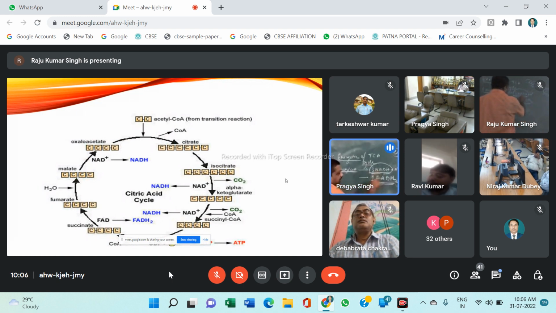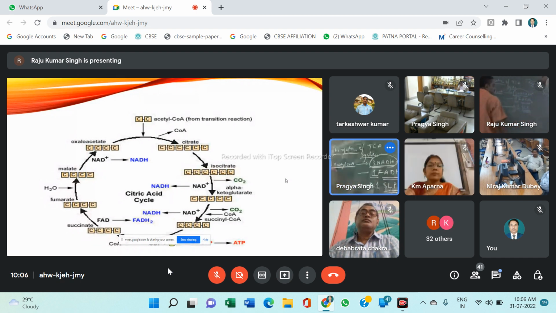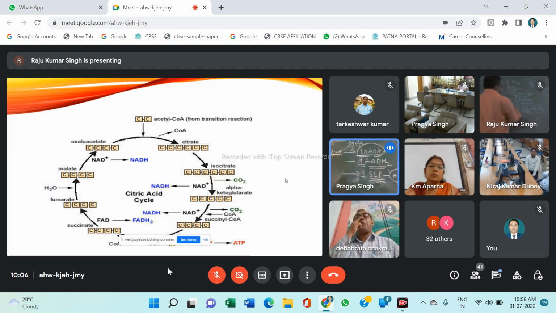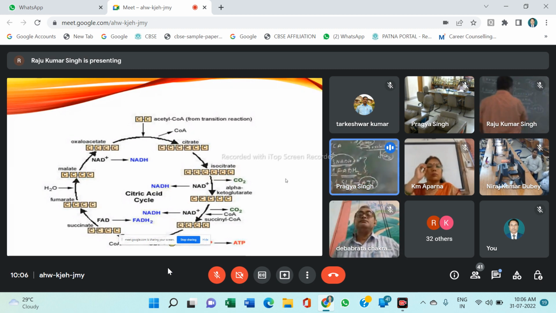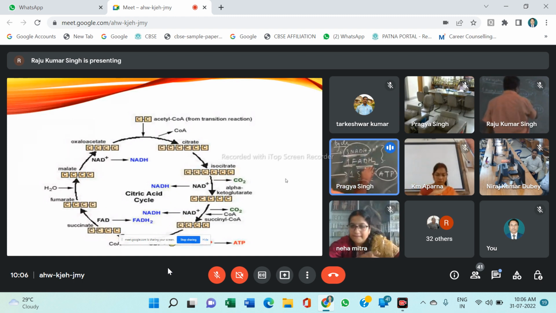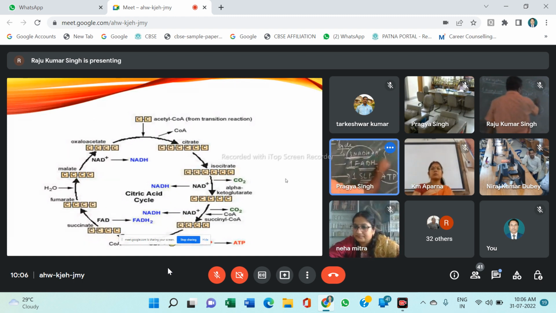So formation of 3, formation of 1, and ultimately 1 SLP, substrate level phosphorylation. Through the substrate level phosphorylation, we are getting the ATP. So one acetyl, when undergoing oxidation, there is a formation of 3 NADH and 1 FADH2. They will not be providing direct energy. They will be moving to the ETC.